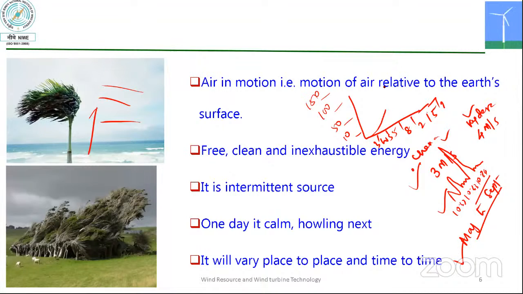Now look at the figure. At 10 meter height, I have only 4 meters per second. At 50 meter height, I have 8 meters per second. At 100 meter height, I have 12 meters per second. And at 150 meter height, I have 15 meters per second. So the wind speed varies from height to height also. This is called the wind shear. So now you can see the wind will vary from time to time, place to place, season to season, and height to height. So these are the basic characteristics of the wind.